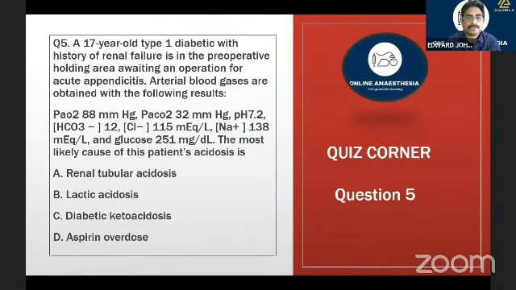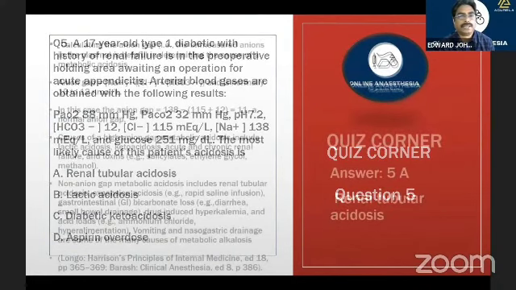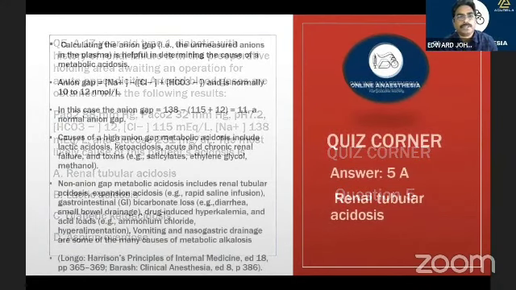Poll, please. So here you have to calculate what Sanjay said, the anion gap. You calculate the anion gap and see what could be the acidosis. Thank you. It's not diabetic ketoacidosis because here the anion gap is only 11. Calculating the anion gap is helpful in determining the cause of the metabolic acidosis.